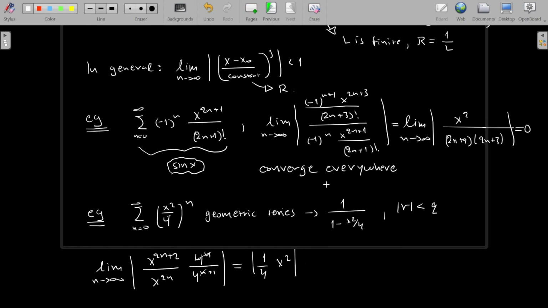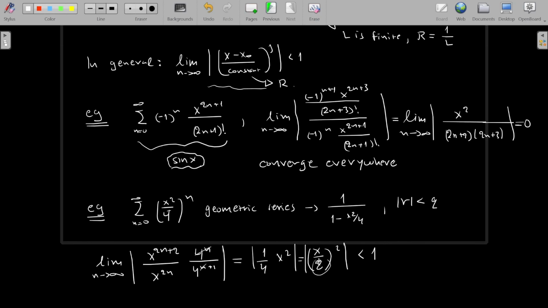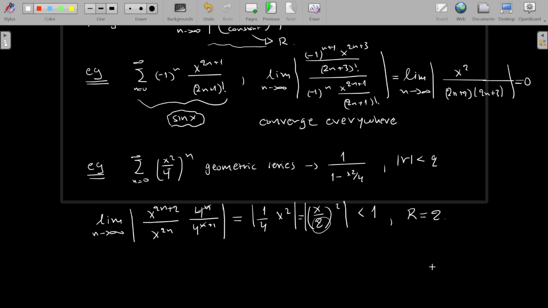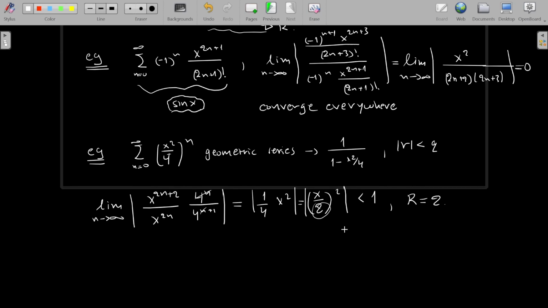But, like we said, we got something like this. So this can be written as (x/2) squared, and we demand this to be less than 1. But you can totally see what the radius of convergence is. It's 2, meaning that R is 2. So this series will converge only from minus 2 to 2, since there are no other singularities in between these ranges.